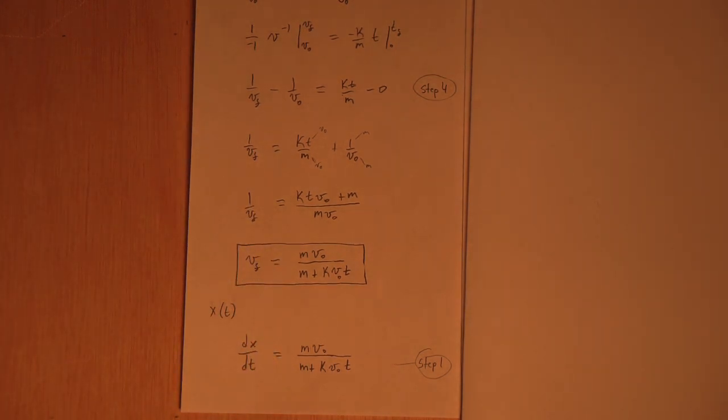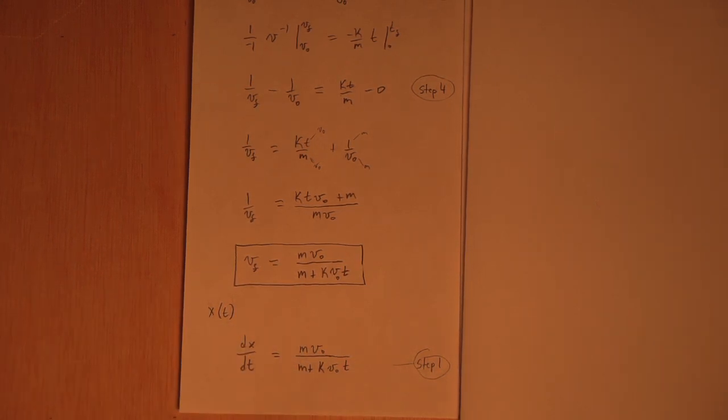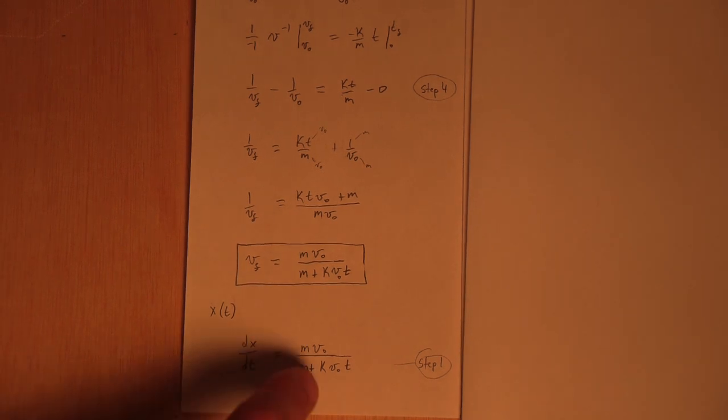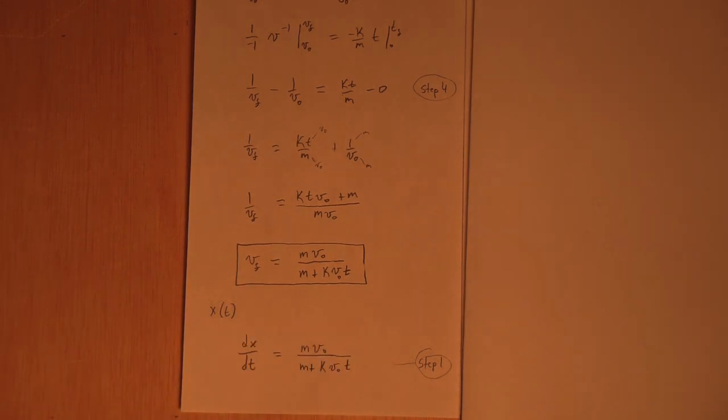So now step 2 is we have to separate these variables. We're going to move the dt to this other side, and then we'll have all time and constants on this side and only x on that side. So let's do that.